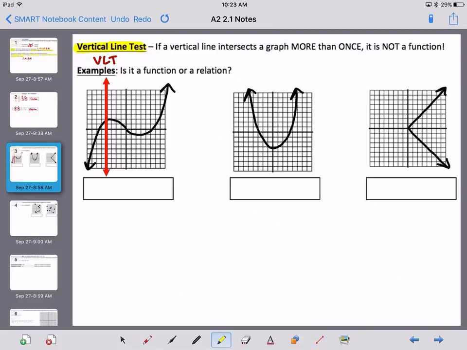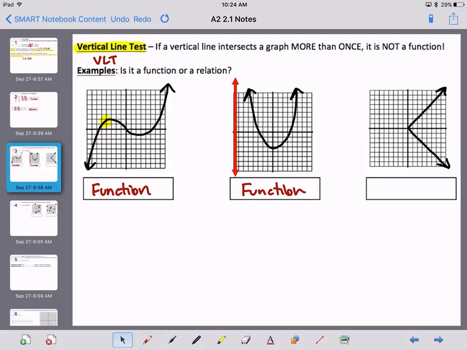Now notice this vertical line only touches right there. And if we would slide that line across the entire graph, notice it's only crossing the graph at one point. That then passes the vertical line test, and we can say that this is in fact a function. Let's try it on this second graph. So if we pass our vertical line along this graph, notice it's only touching at one spot anywhere on that graph. So again, we can say that this is a function.